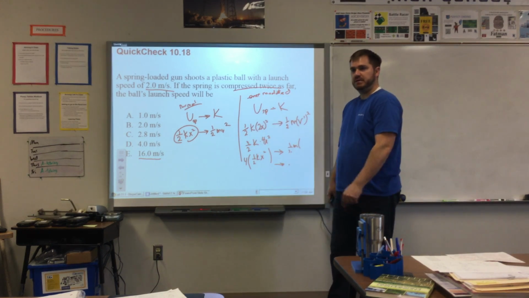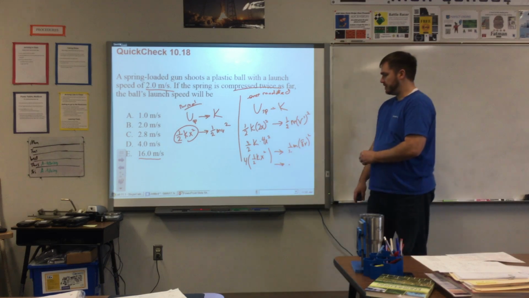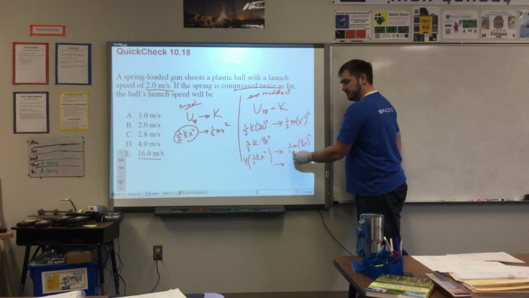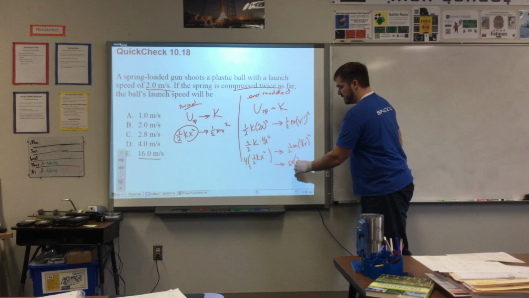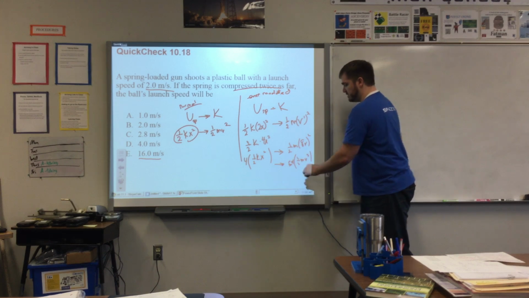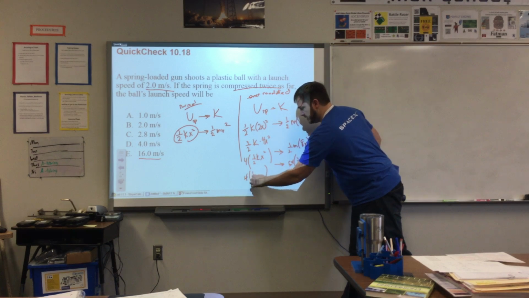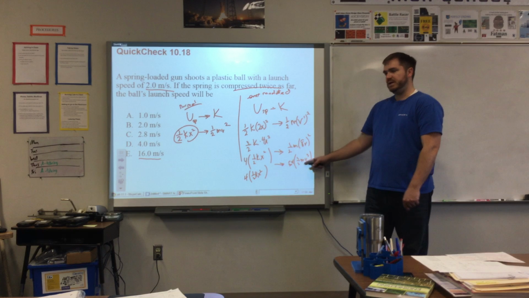It's a multiplier of 8, right? So should we put an 8V right there? Alright, now, what's 8 squared? 64. So I've got 64 times 1/2 mv squared. So notice I have 4 times the original energy, 1/2 kx squared, equals 16 times 1/2 mv squared?